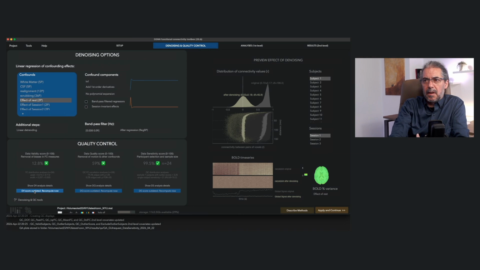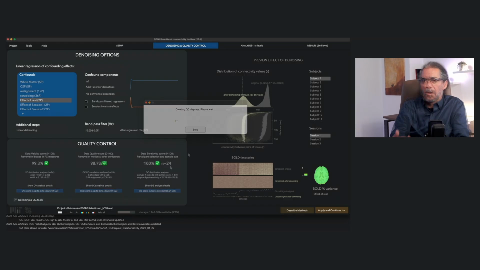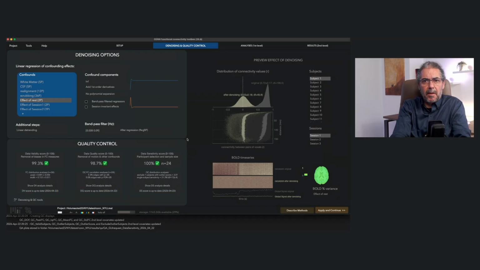If we want to see how that works in terms of our quality control measures, we can just select the denoising and QC tools, and as we did before, select the option that says recompute all 3 scores. So let's look at the results. The results are already very good. We are seeing 99%, 98% in data quality and data validity, and 100% in data sensitivity. All of the measures above 95%. So this would indicate a very reasonable place to continue with our analysis.